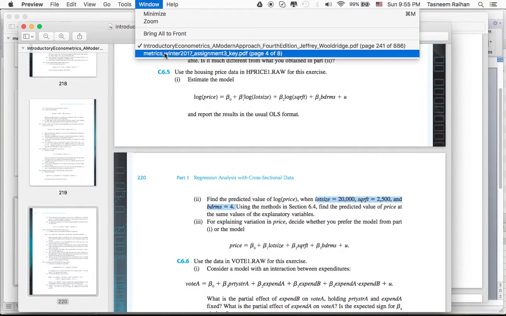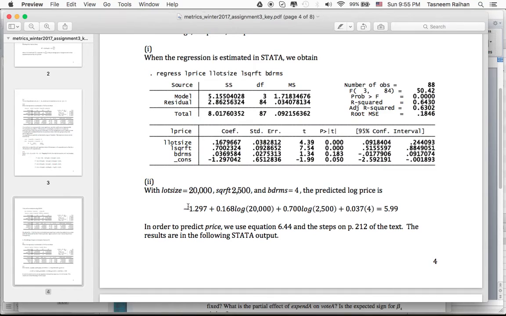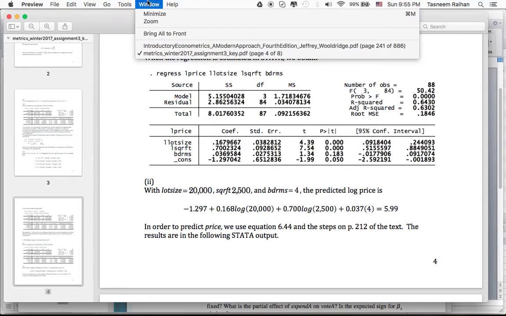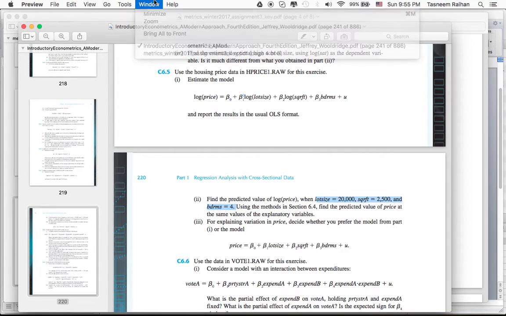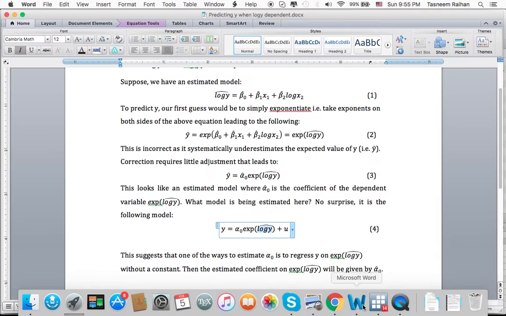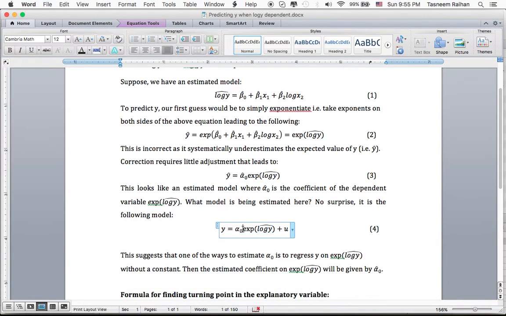Let me just quickly show you that. So this is where we did that. We got 5.99. So we already know the value of log y hat. But as I said before, we don't know alpha naught. We need to estimate that. To estimate that, we need to run this regression 4. So let's do that now.